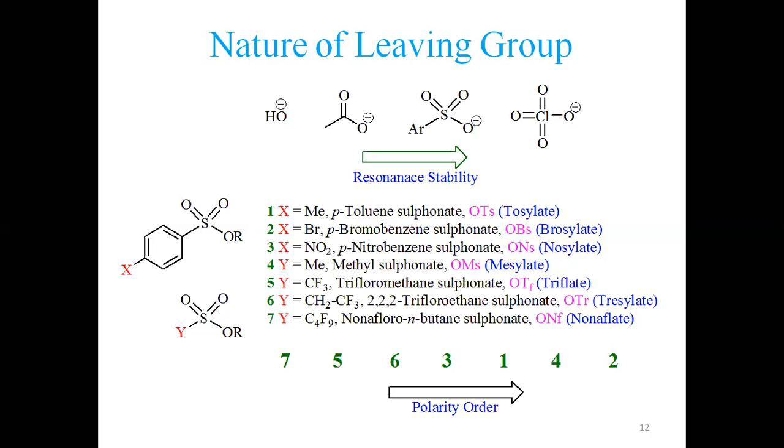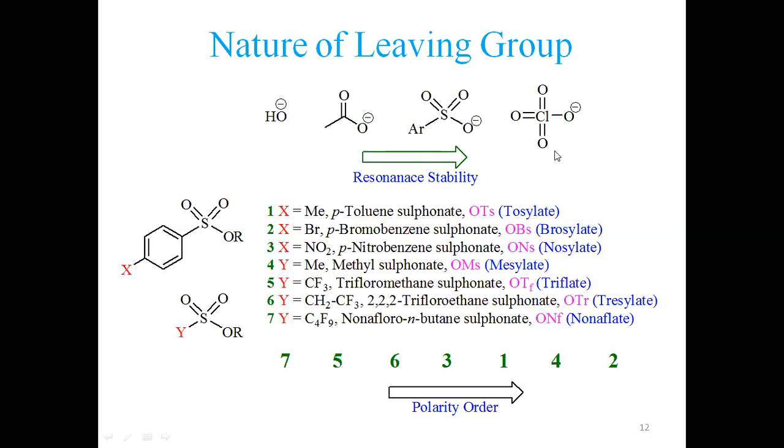So it means chlorate has four possible resonance forms, with the oxygen carrying the negative charge. Sulfonate has the oxygen negatively charged as well, but three resonance forms. Acetate has two resonance forms. OH has no resonance form, so it is unstable in fact. It has poor stability. This is more stable and this is the most stable among them.